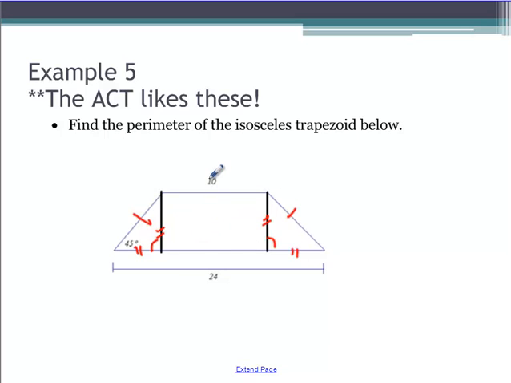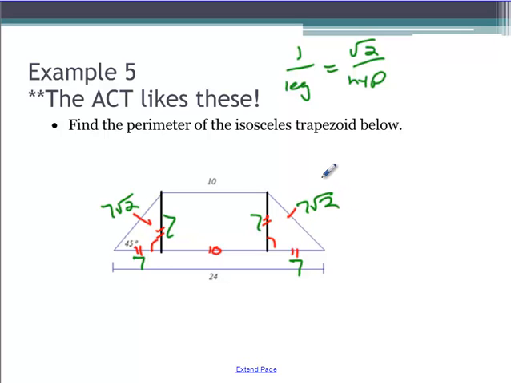In the middle here, since this is 10, down here is 10, and if the entire thing is 24, that means there's 14 units remaining, and those are split equally, 7 and 7. The heights are both 7, because those are isosceles triangles. And to find these, we could do our proportion 1 over leg equals square root of 2 over hypotenuse, or we could multiply by square root of 2 and just get that this is 7 square root of 2 and this is 7 square root of 2.